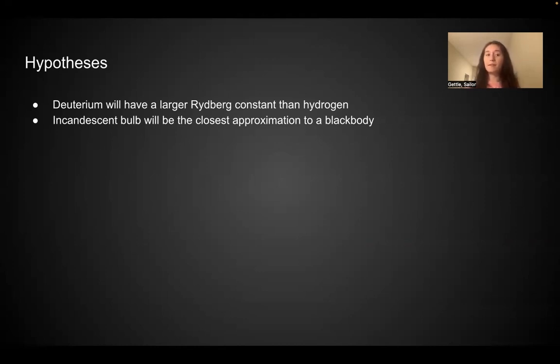The second hypothesis put forth is that the incandescent bulb will be the closest approximation of the three different light bulbs to a black body. And this is due to the way that the incandescent bulb works: it has a filament, which, when heated, gives off light.